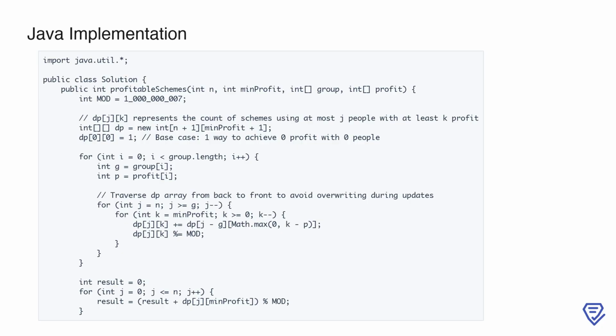Then, we update the dp array in reverse order to ensure that previously calculated values are not overwritten during the iteration. Specifically, we traverse from n down to g for the number of people and from min profit down to 0 for the profit. During this update, we add the number of schemes possible by including the current scheme, considering the profit and group constraints. We also apply the modulo operation to keep values within bounds.